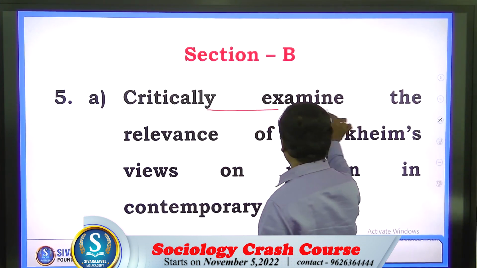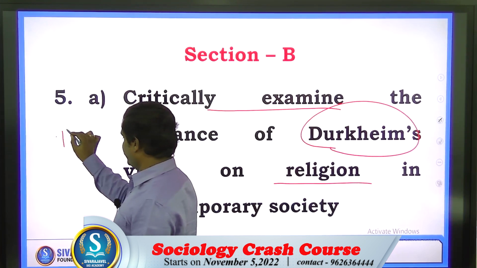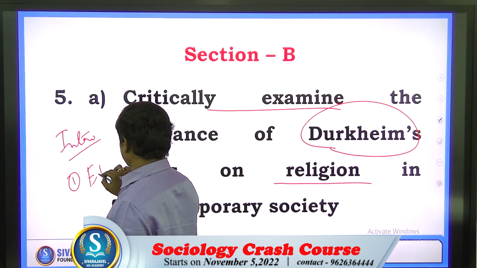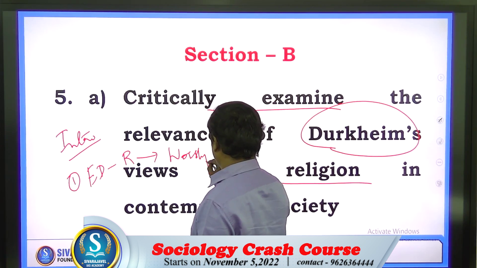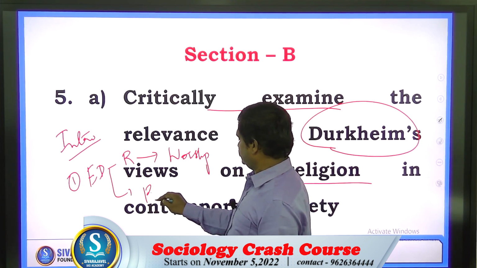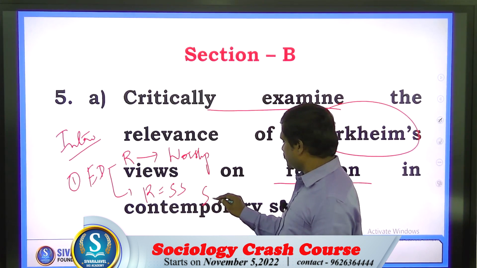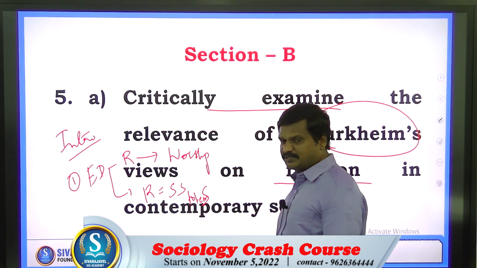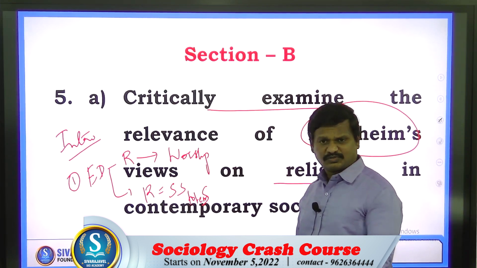Relevance of Durkheim critically with respect to his religion. So in the introduction, what are you going to write? You are going to write about Durkheim's understanding of religion. Religion is nothing but worshipping one's own society. Religion is social solidarity. In his study of totemism, he found how religion gives identity, solidarity, kinship obligation, and social regulation.